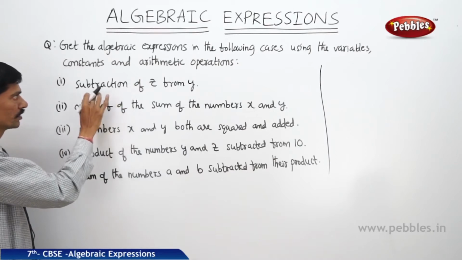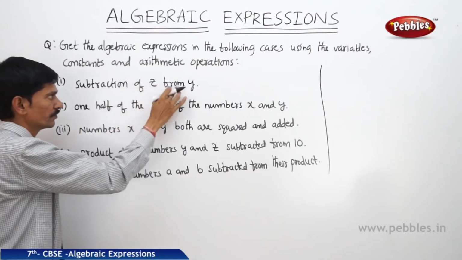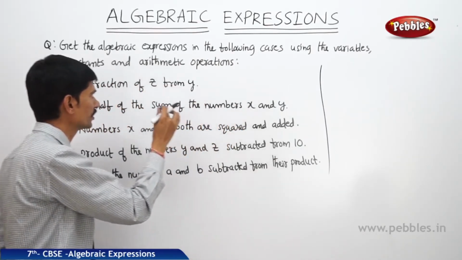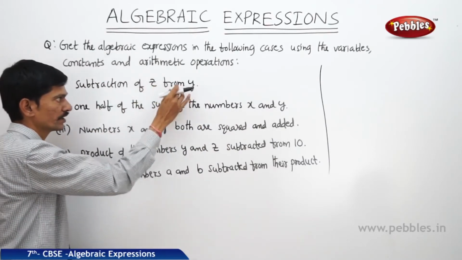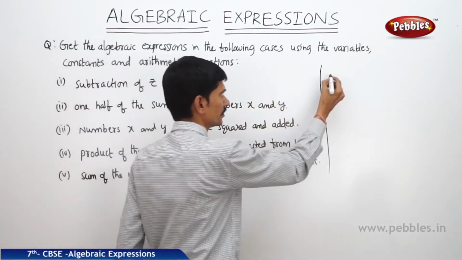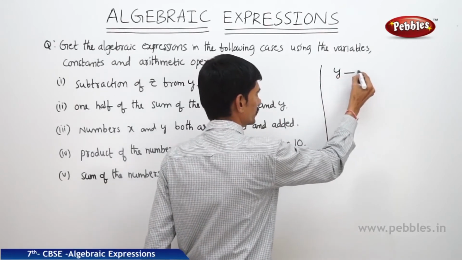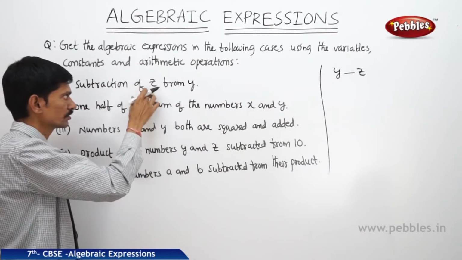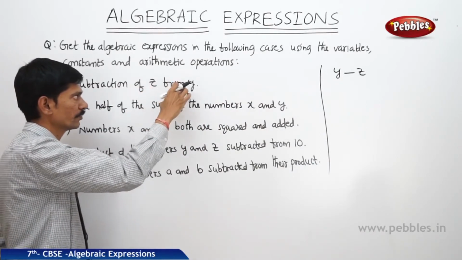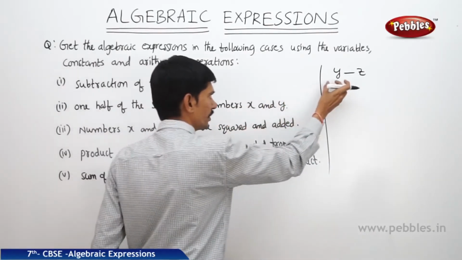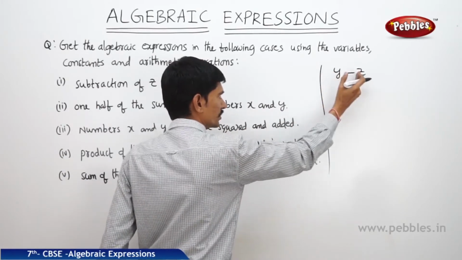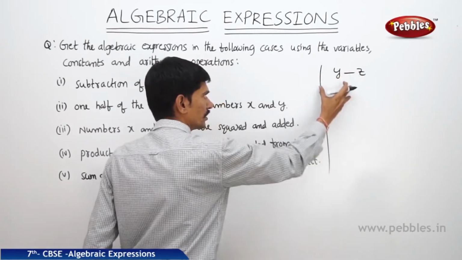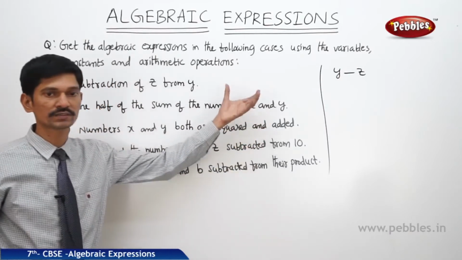Now the first one is subtraction of z from y. So the subtraction of the variable z from y can be written as y minus z, because here z is subtracted from the variable y. So we should write y first, and from y, z is subtracted. So this is written as y minus z.